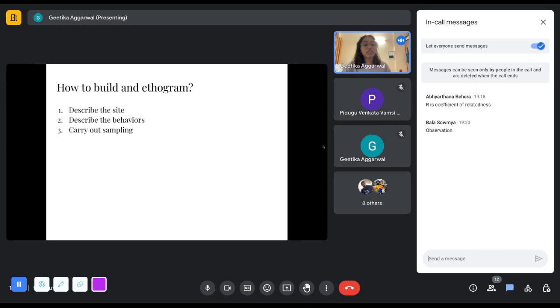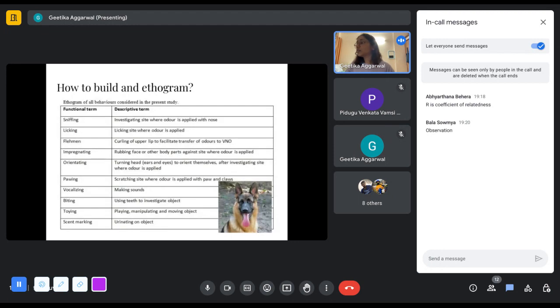That would be the latency of the behavior. Okay. These are different things. These are different sorts of information that you can get out of your ethogram or out of your sampling methods. Okay. So this is an example ethogram. So you have an ethogram of all the behaviors of, say, a dog.